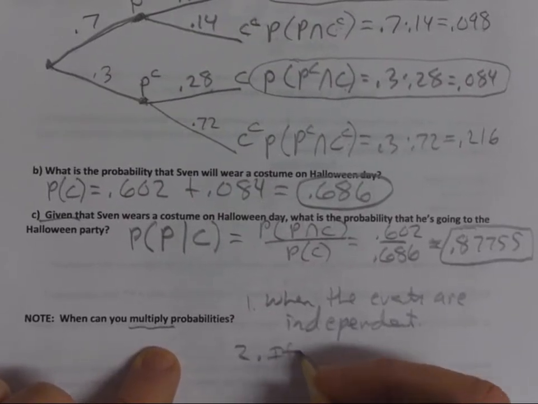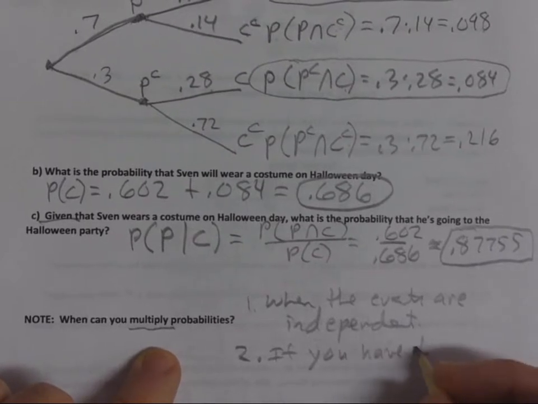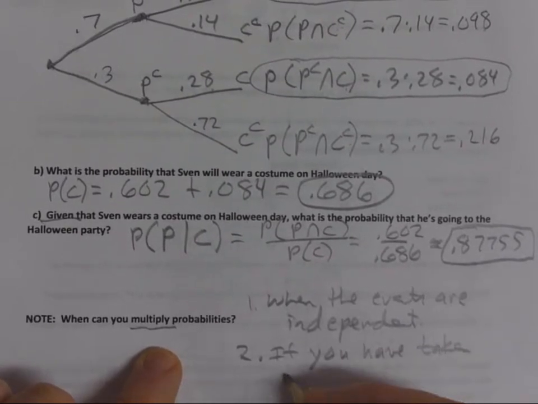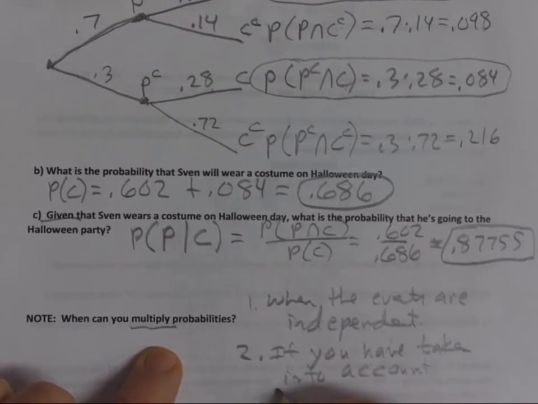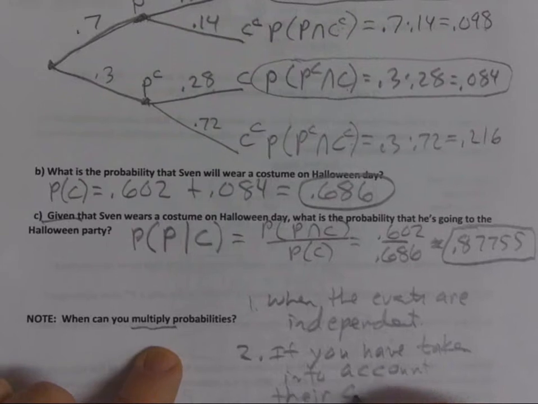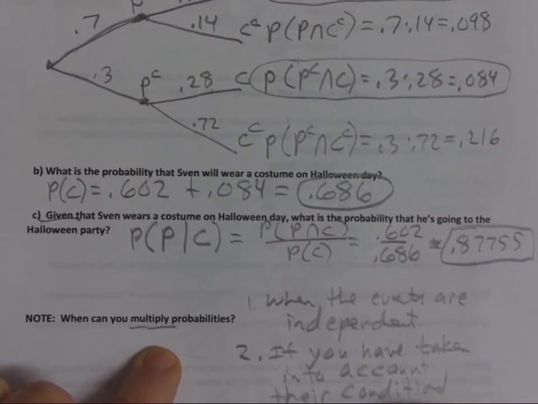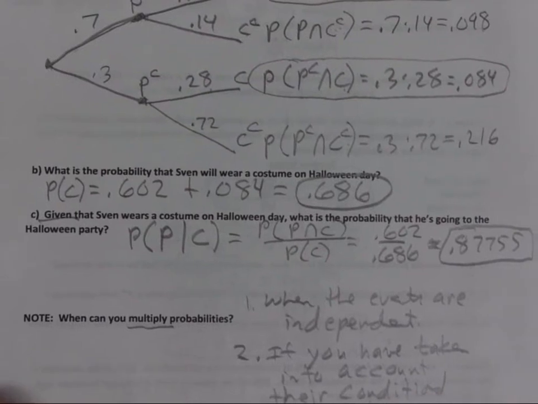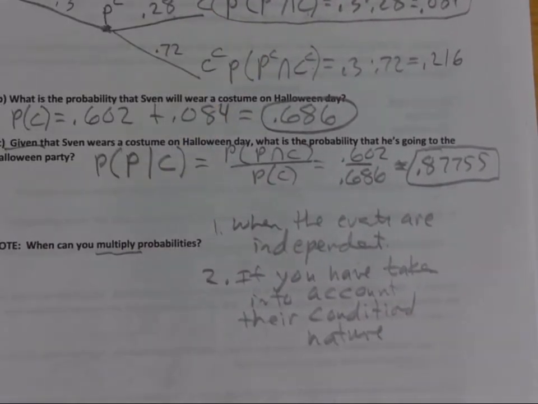you can multiply them if you have taken into account their conditional nature. And that's exactly what we have done up in this tree diagram. We've taken into account their conditional nature.